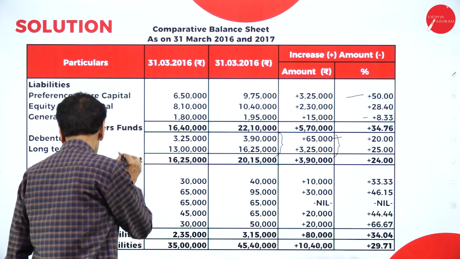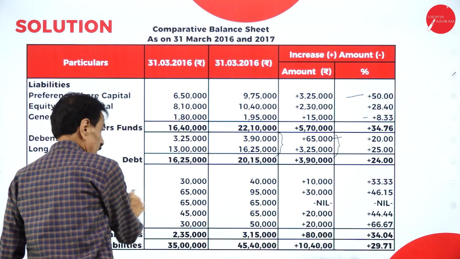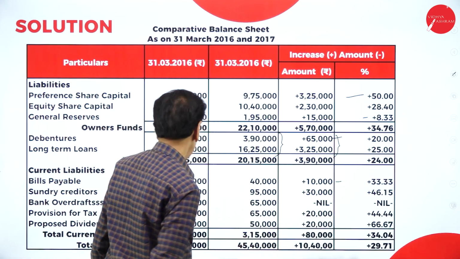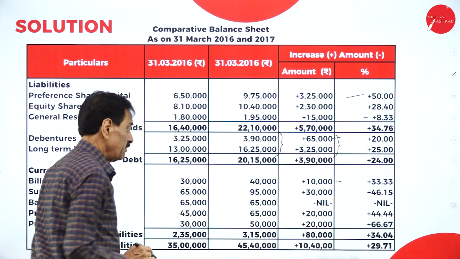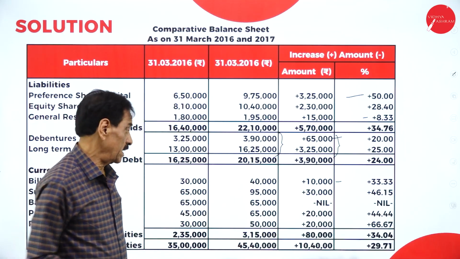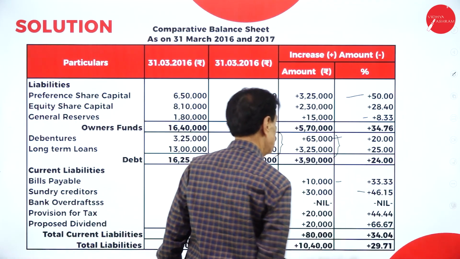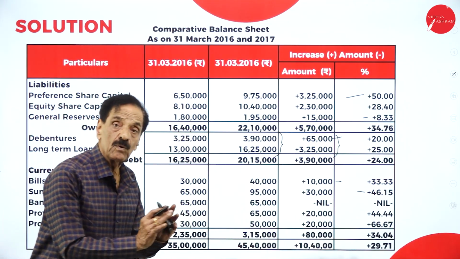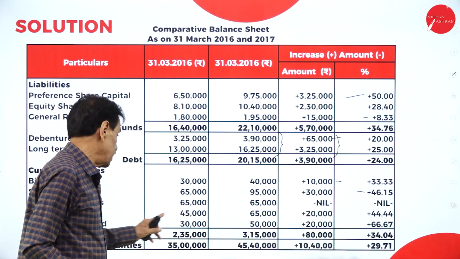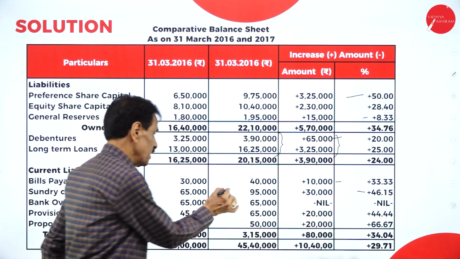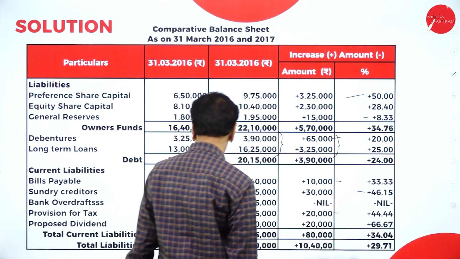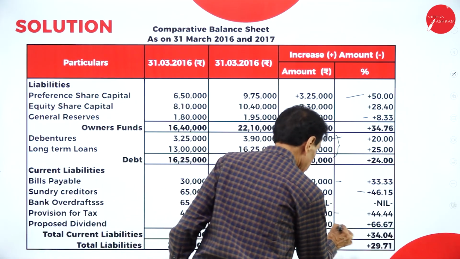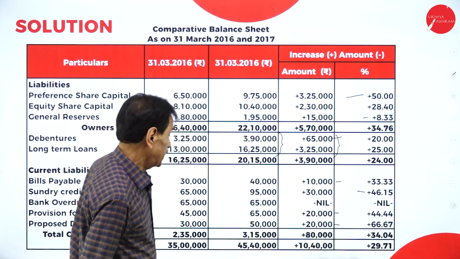Come back to current liabilities. Bills payable 30,000, 40,000, increase of 10,000, 33.33. Creditors 65,000, 95,000, increase of 30,000, 46.15. Bank balance 65,000, 65,000. There is no change in the bank balance. Provision for taxation 45,000, 65,000, increase of 20,000. Proposed dividend 30,000, 50,000, increase of 20,000, 66.67.